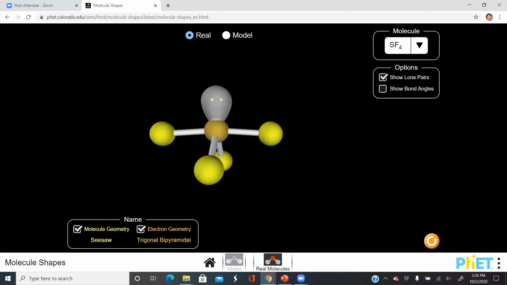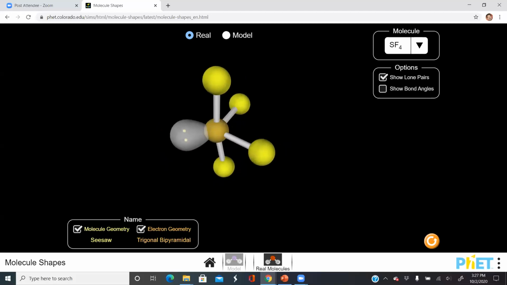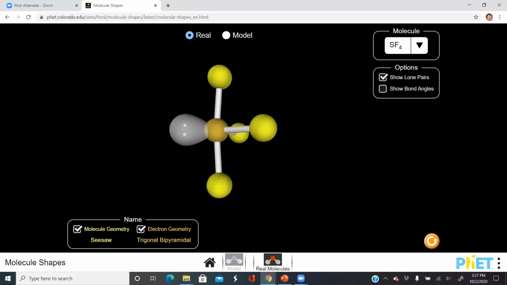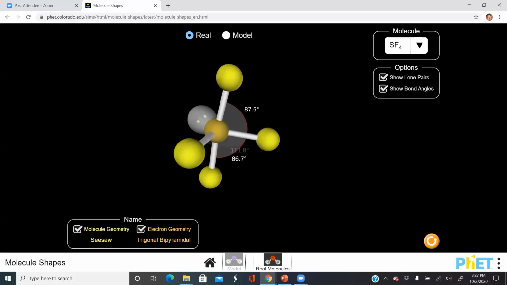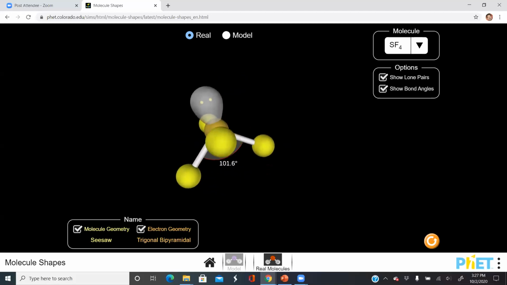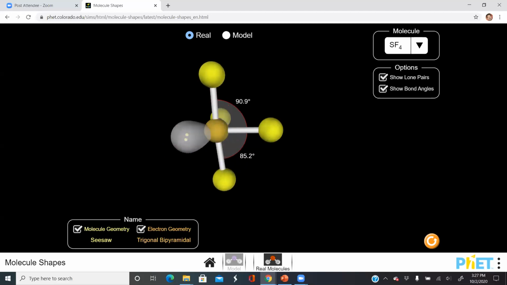SF4, the seesaw, or the distorted tetrahedral. And we see that in the real one, the lone pair is actually in that equatorial position to minimize repulsion. But when we look at the bond angles, now we see that they are less than 90 and less than the 120. So you see right there, looking down on the axial onto the equatorial plane, that this bond angle here is squeezed and is less than 120. Just like as we rotate this way, the bond angle between this axial and this equatorial plane is less than 90.